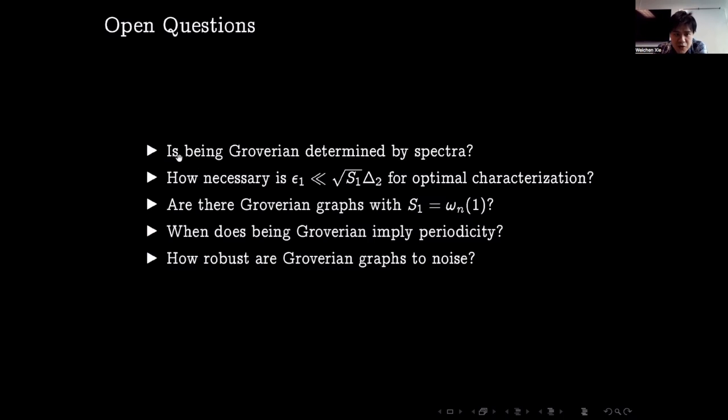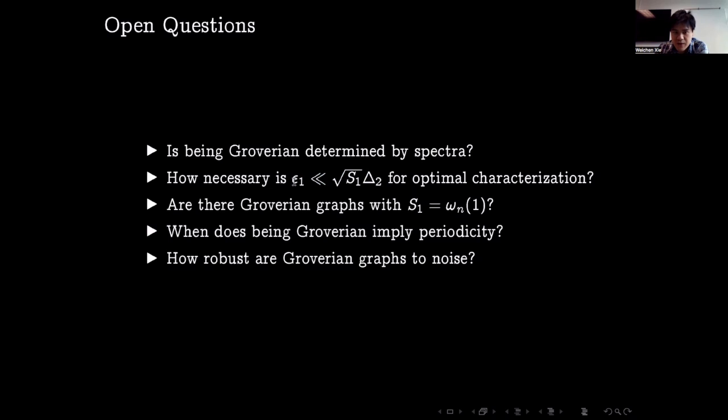So we actually want to know whether the spectral condition is essential for being covariant, and whether the spectral condition can fully describe the whole family of covariant graphs. The next thing is we want to know how necessary this condition is, because we obtained it from having a better approximation for delta plus and minus, which comes from Weyl's inequality and the Cauchy inequality. And we actually don't know how necessary it is or how far we can push this condition.